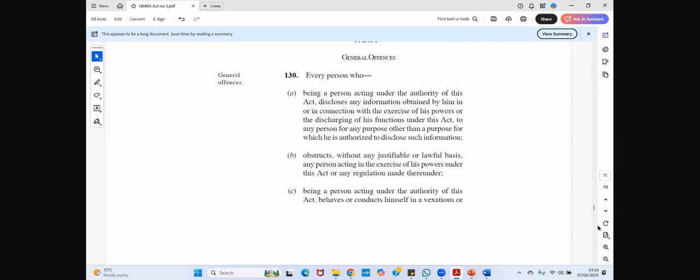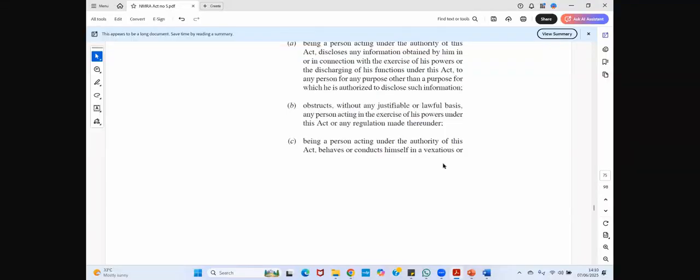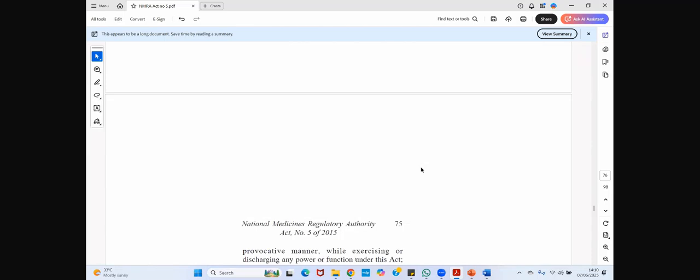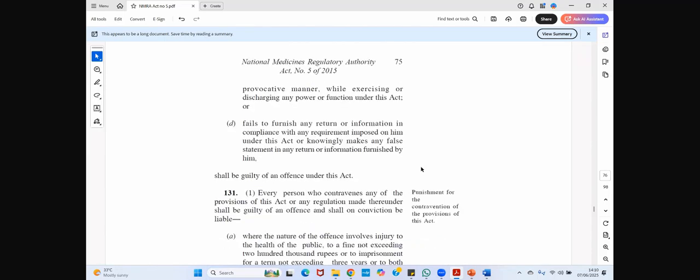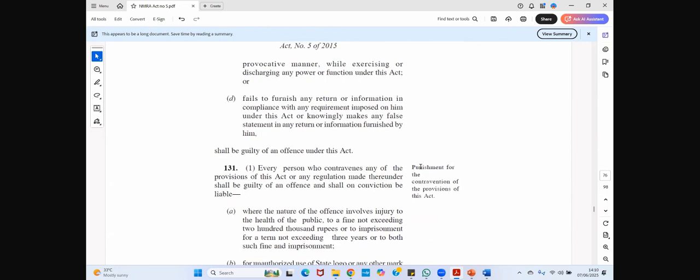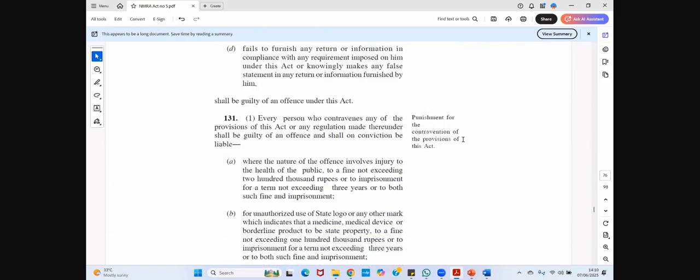Other than that, you can't talk about it to anyone. And obstructs, without any justifiable or lawful basis, any person acting in exercise of his power under this Act or any regulation made thereunder. So obstructing, right? And being a person acting under the authority of this Act, behaves or conducts himself in a vexatious or provocative manner while exercising or discharging any power or function under this Act, and who fails to furnish any return or information in compliance with any requirement imposed on him under this Act, or knowingly makes any false statement in any return or information furnished by him.